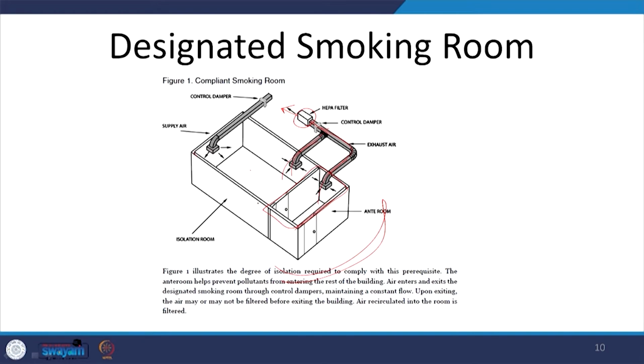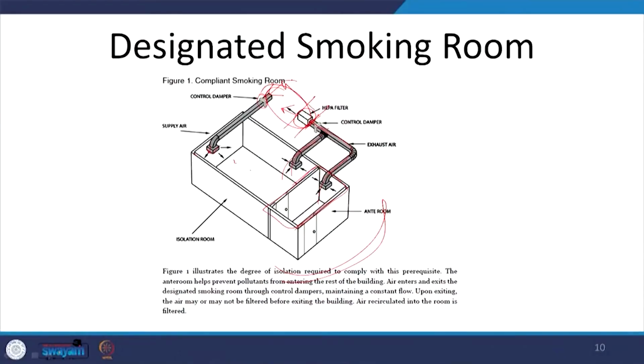In the smoke room, in the smoke isolation room, there will be a separate supply provided inside, and there will be a control damper. In case the outdoor air quality is not good, it might also call for a filter. Now, there has to be sufficient distance between the exhaust and the supply. It may be the supply to the smoke room as well as the supply to any other part of the building. So, this exhaust should be at least 25 feet away from any of the intakes, building entry or opening.